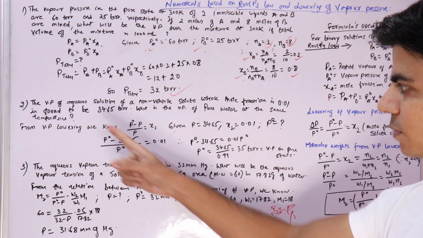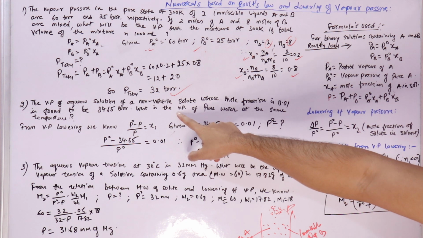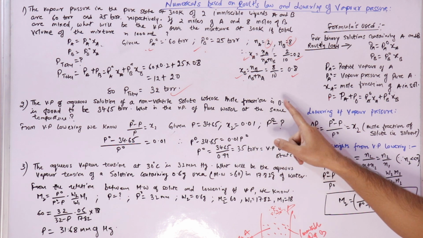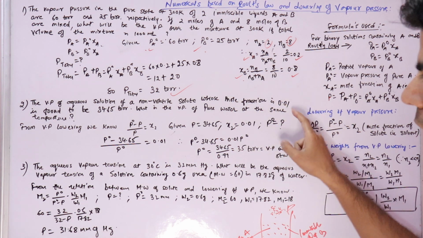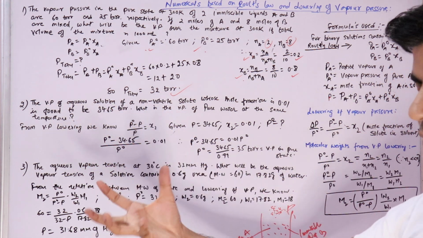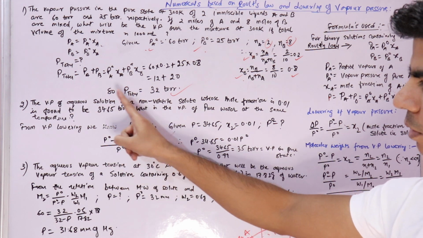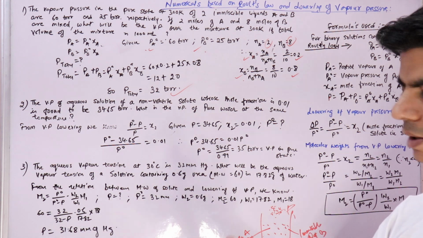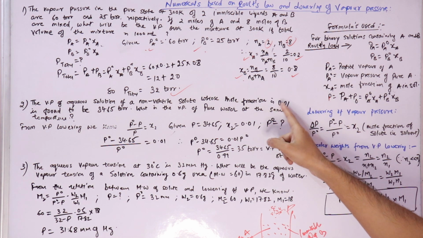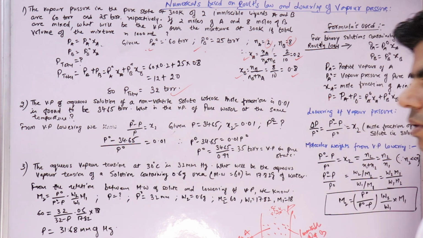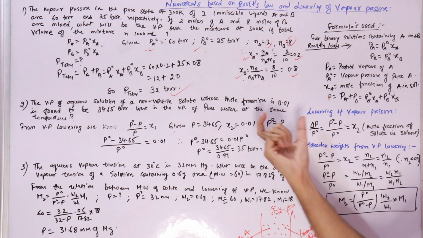So the vapor pressure of an aqueous solution of a non-volatile solute, whose mole fraction is 0.01, right, the mole fraction of solute is given to be 0.01, and the vapor pressure of the solution is found to be 34.65 torr. This is the vapor pressure of the solution made by dissolving a non-volatile solute, 0.01 mole fraction, in water, and the vapor pressure was found to be 34.65. What is the vapor pressure of pure water at the same temperature?